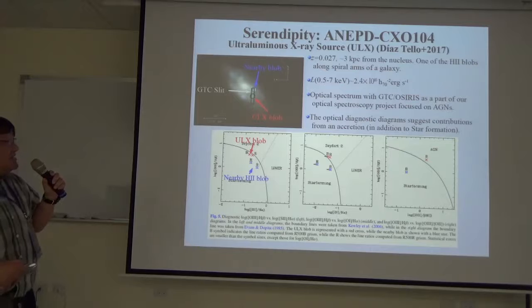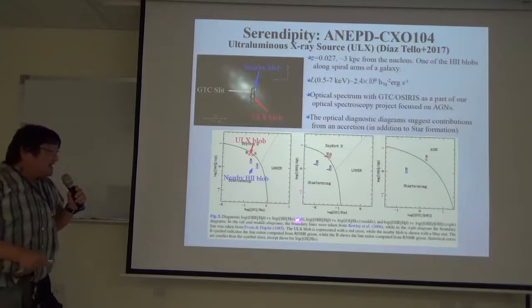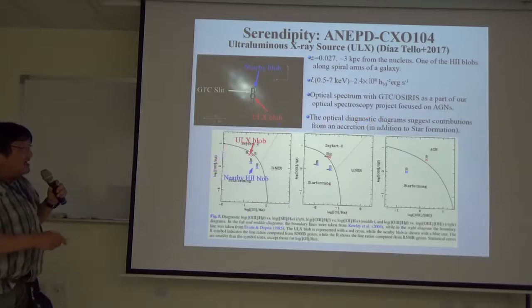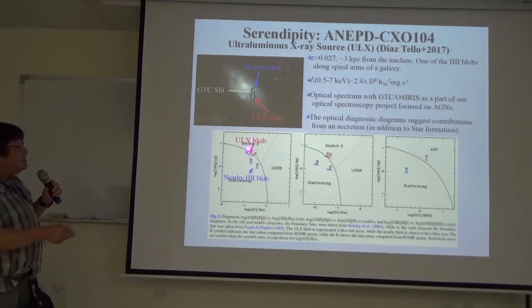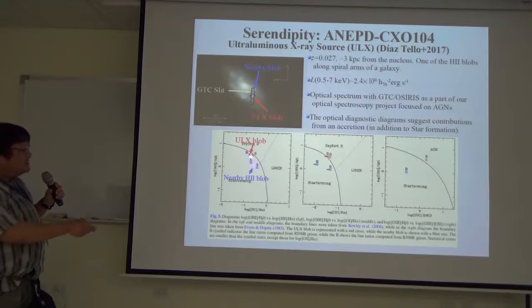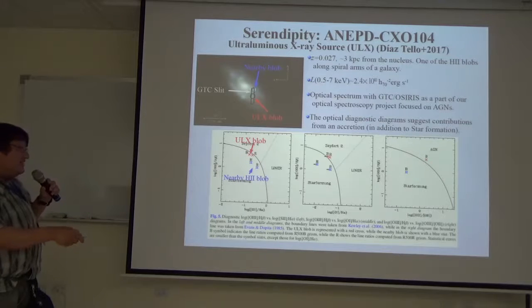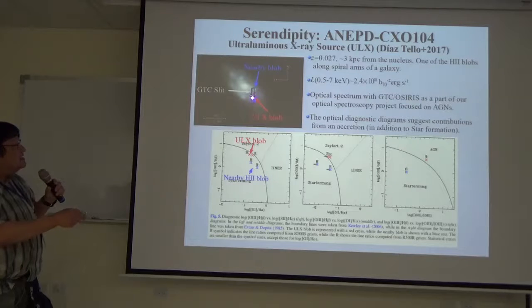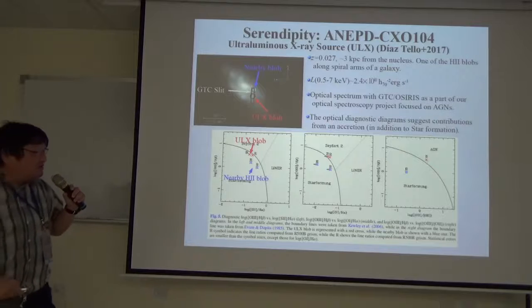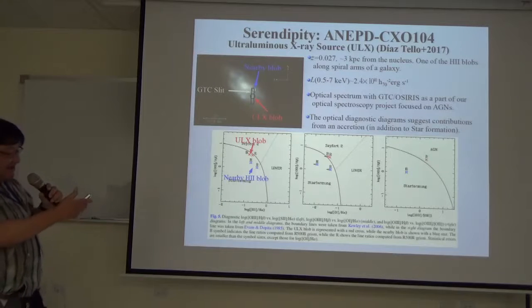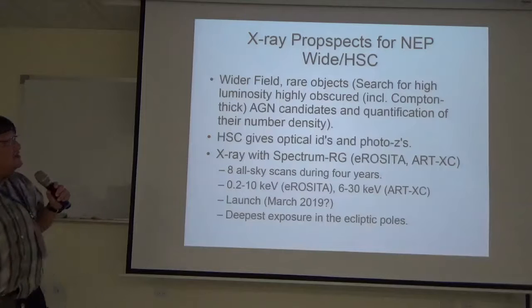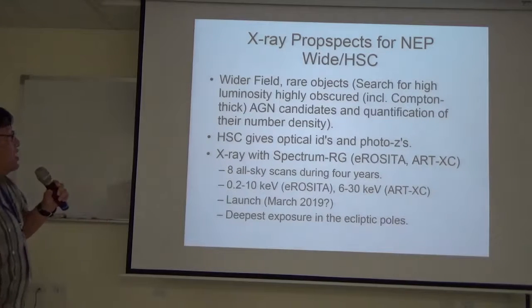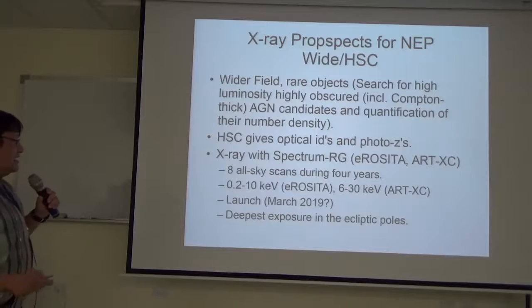And this is the diagnostic diagram of this ULX knot, which happens to be the X-ray source, and this is a pure star-forming knot. Then we find really marginal evidence that the ionization of this nebula is probably contributed by an accretion source. Okay, so now X-ray prospects for NEP-Wide, and then let's see.